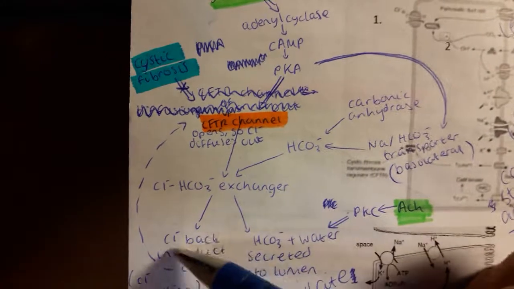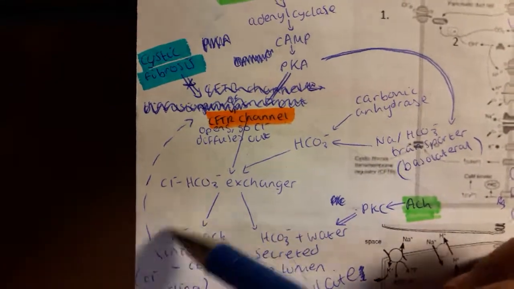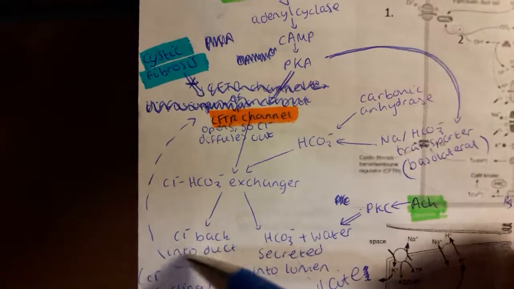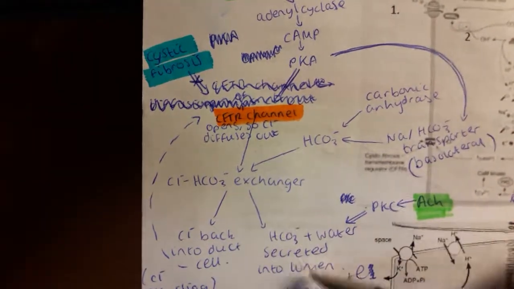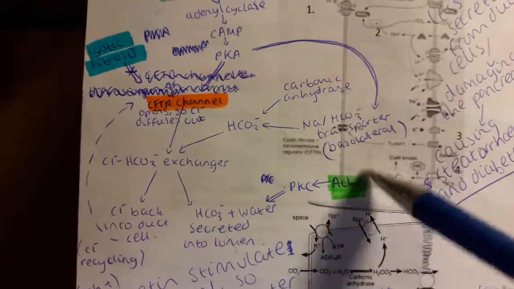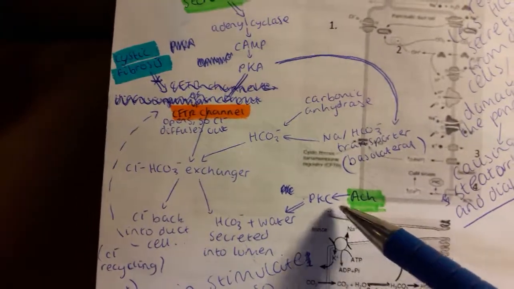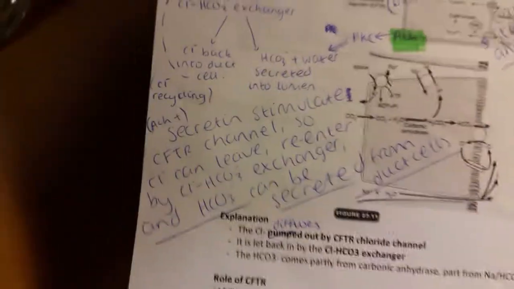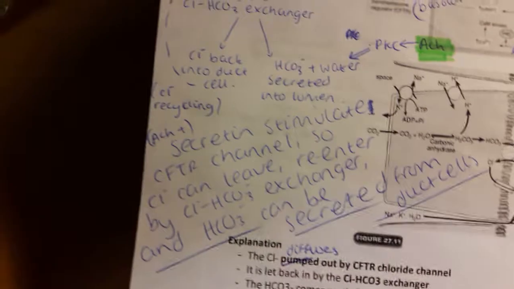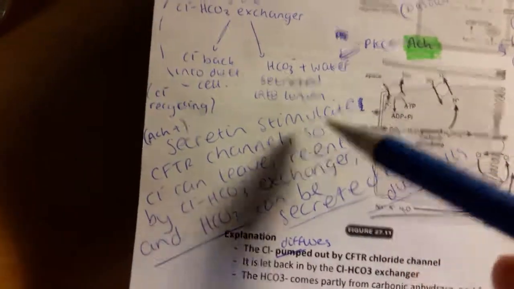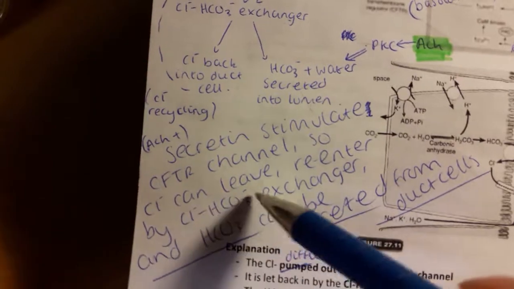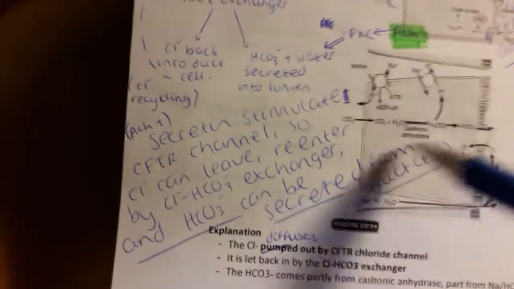And one more thing to remember is that this whole thing, the secretion of bicarbonate, is made possible by chloride recycling. So if you just remember that, chloride recycling enables bicarbonate secretion. And it's also stimulated, so duodenal S cells, pancreatic duct cells even, are stimulated not only by secretin, but also by acetylcholine, which acts through the PKC pathway, but this is less significant than the secretin. So this is a summary here. Secretin stimulates the CFTR channel, so the chloride can leave, re-enter by the chloride bicarbonate exchanger, and bicarbonate can be secreted from the duct cells.